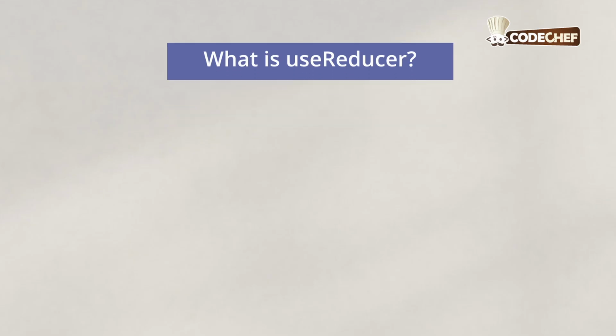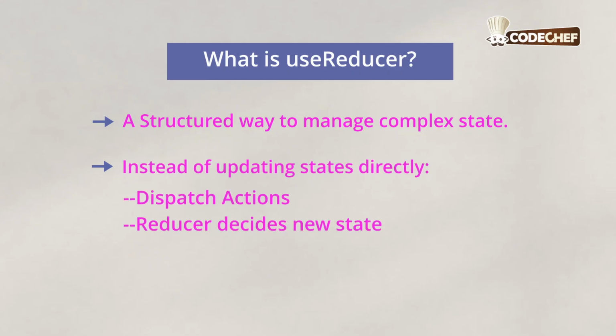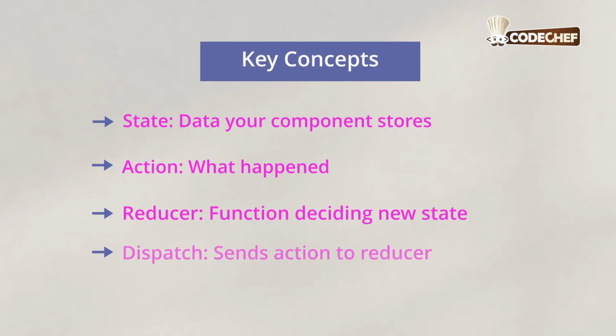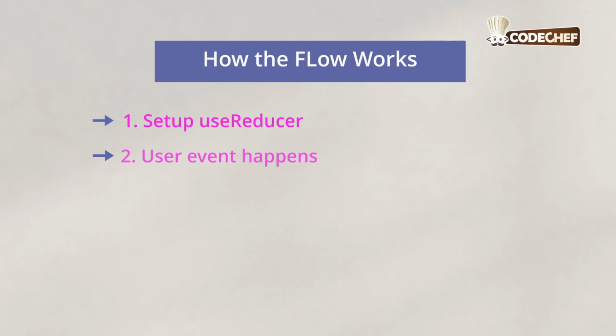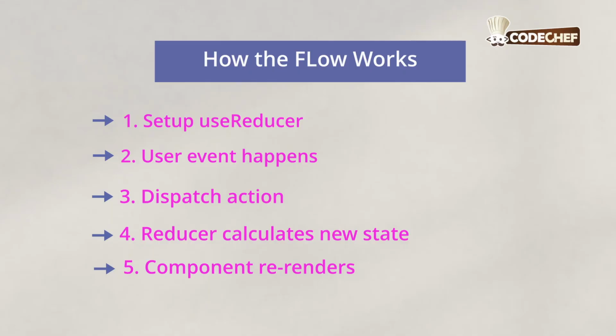useReducer is an alternative to useState for complex scenarios. Instead of directly setting values, we describe what happened using actions, and the reducer calculates the next state. Now state is the data your component stores. Actions describe events like increment or reset. The reducer is a function that decides how state changes, and dispatch is the function that sends actions to the reducer. Now first we initialize useReducer, then a user action happens. We dispatch an action, and the reducer receives the current state and action. And finally it returns a new state and React re-renders.